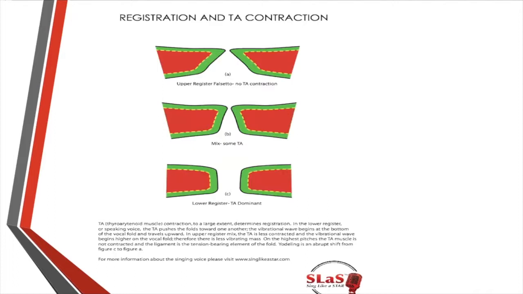Registration and TA contraction. TA muscle contraction to a large extent determines registration. In the lower register or speaking voice, that's figure C, the TA pushes the folds toward one another. The vibrational wave begins at the bottom of the vocal fold and travels upward. In the upper register mix, the TA is less contracted and the vibrational wave begins higher on the vocal fold. Therefore, there is less vibrating vocal mass. On the highest pitches, the TA muscle is not contracted and the ligament is the tension-bearing element of the fold. Yodeling is an abrupt shift from figure C to figure A.